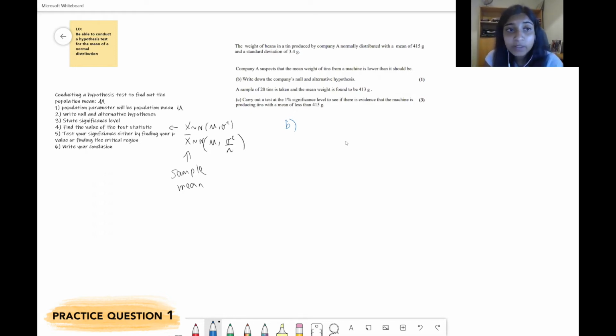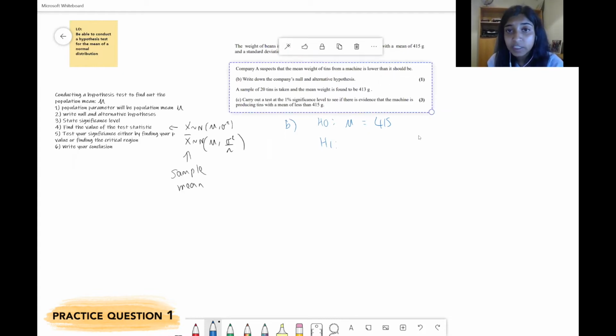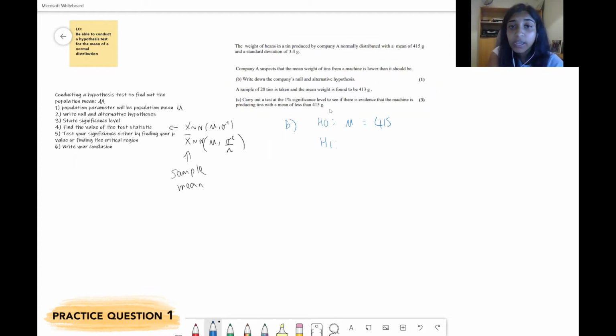So the first thing we want to do is write down our null and alternative hypothesis. Our H0 would be mu equal to our population mean, which we have is 415, and our H1, our alternative. The company suspects that it's lower than it should be. That means our mu would be less than 415.